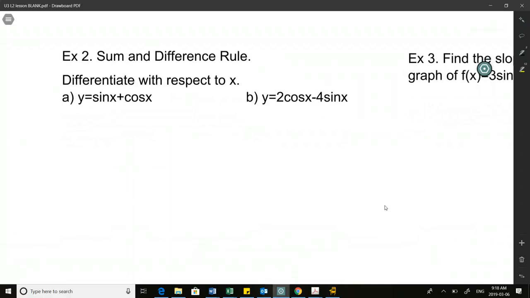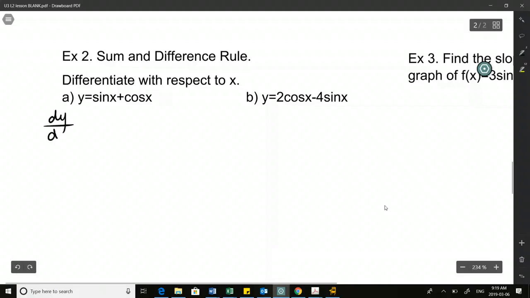Sum and difference rule, we've been doing this all along with our polynomial functions. We just differentiate each piece. So when I go here, I'm going to do the derivative of sine, which we know to be cos x. And then I will do plus the derivative of cosine, which is negative sine x. And we end up with cos minus sine.